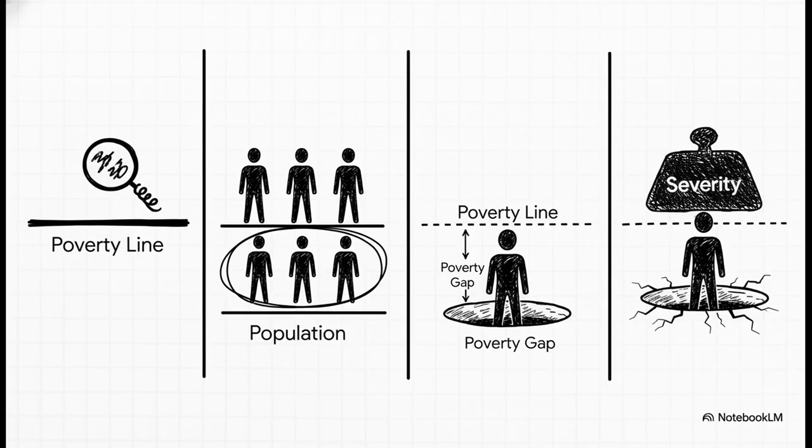Line, count, gap, severity. First, you set the line to identify the poor. Then, you count the head count. Next, you assess the gap to understand the depth. And finally, you square it to measure the severity.